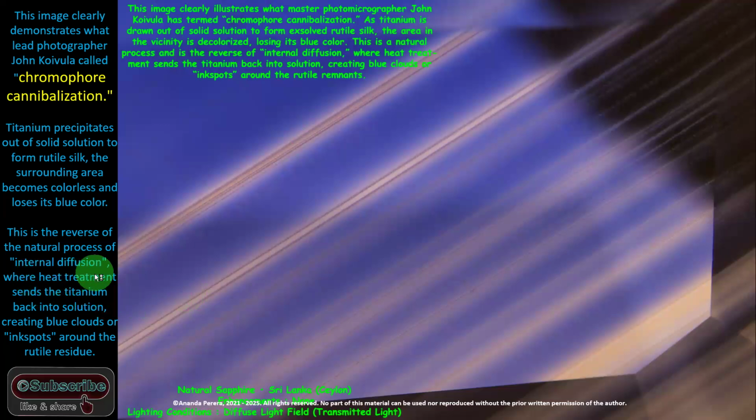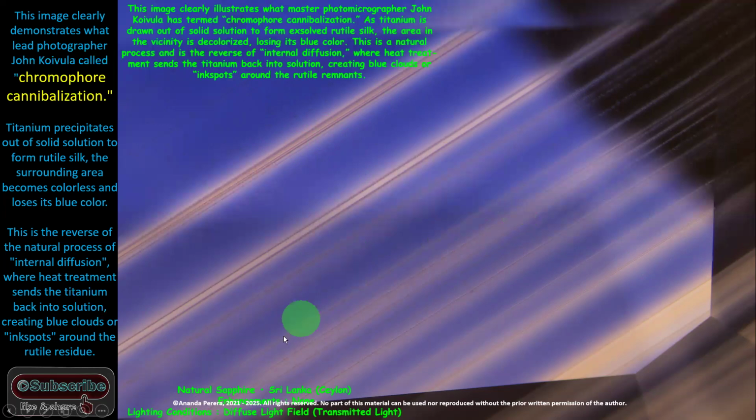When we heat this, the titanium goes back into solution, then it creates the blue cloud, so ink spots around the rutile residue. This can improve the color because the titanium from the rutile silks will reverse the process. Chromophore cannibalization is reversed by the heat treatment, then we can produce the blue color here. So remember this, the name is chromophore cannibalization, given by John Koivula.